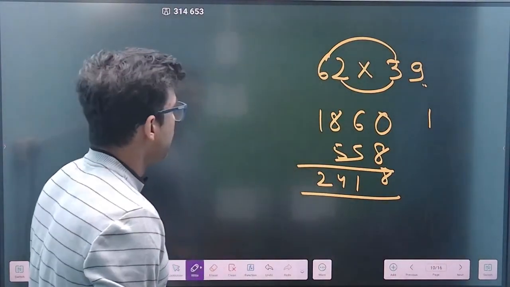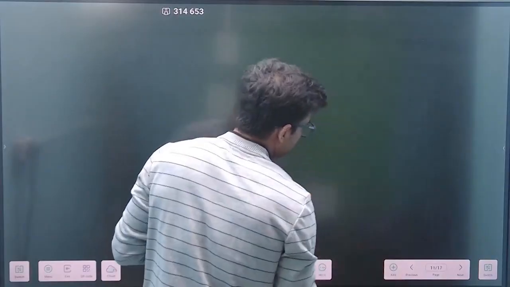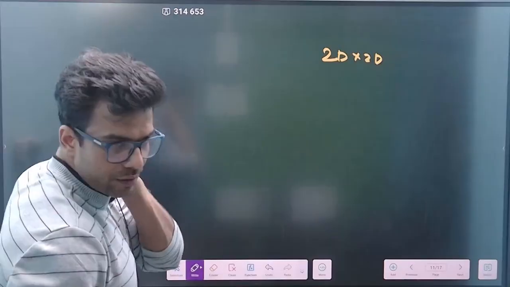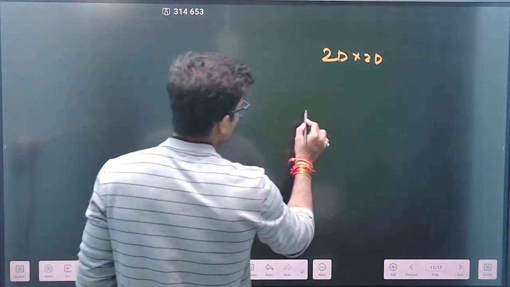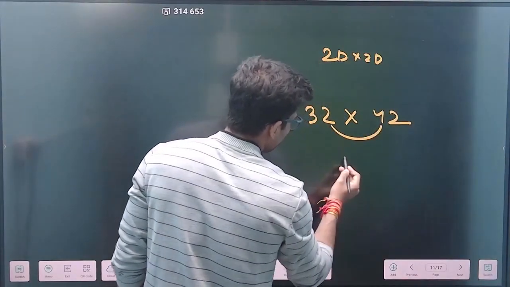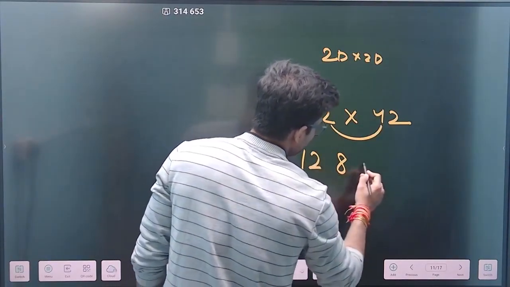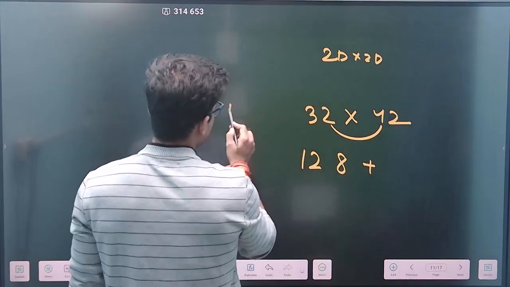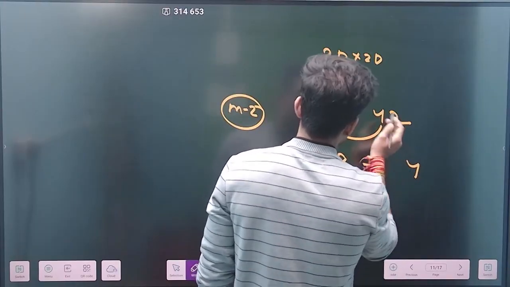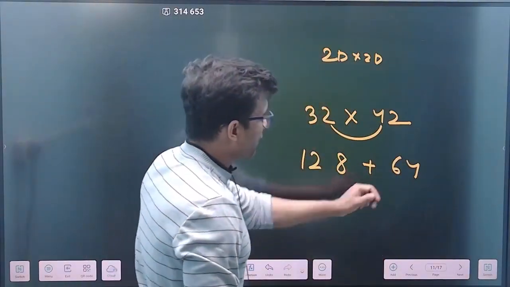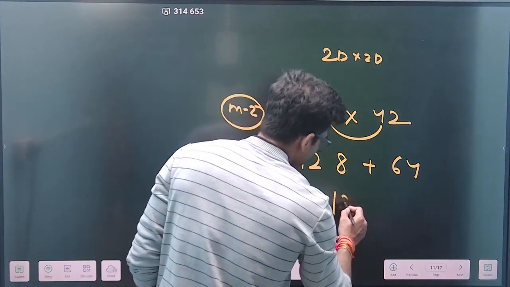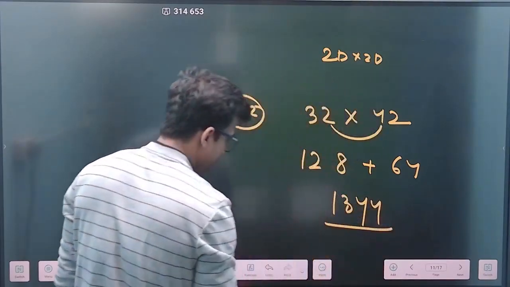Okay, fine. Now let's take one more example. We are doing only 2-digit multiplied with 2-digit. Let's take 32 multiplied with 42. First, 4 2s are 8 and 4 3s are 12. This is method number 2, okay? Now 2 2s are 4 and 2 3s are 6. Now 128 plus 6 is 134, then 1344 is the answer.